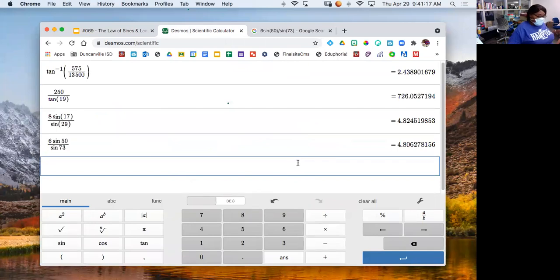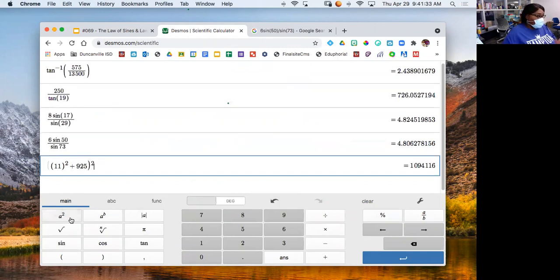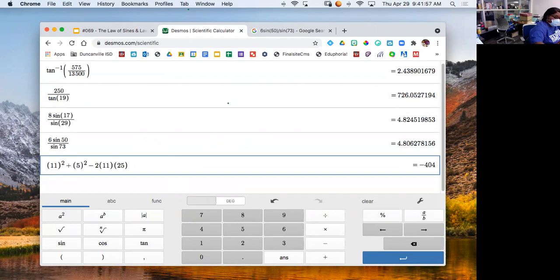Okay, so we're gonna do 11 squared plus 25 squared minus 2 times 11 times 25, and then I need the cosine of 45.